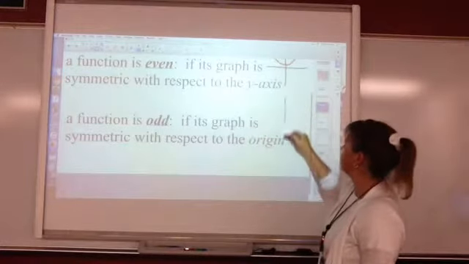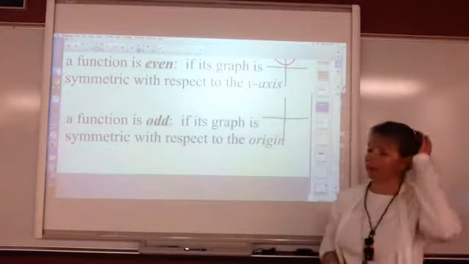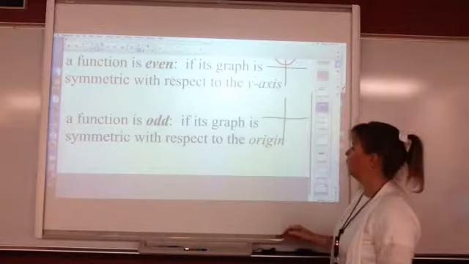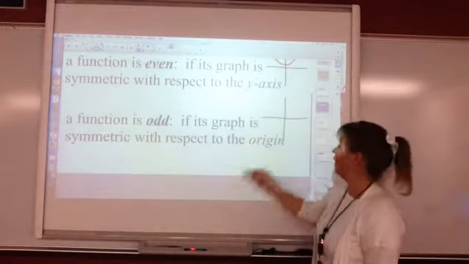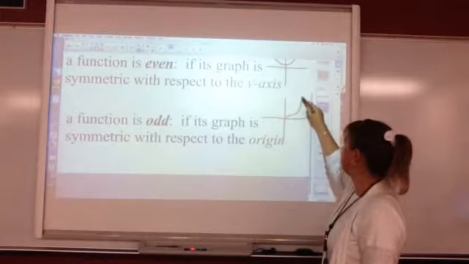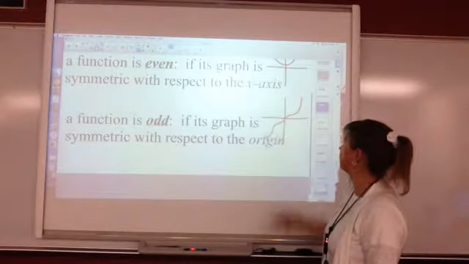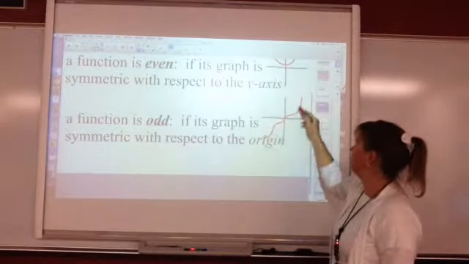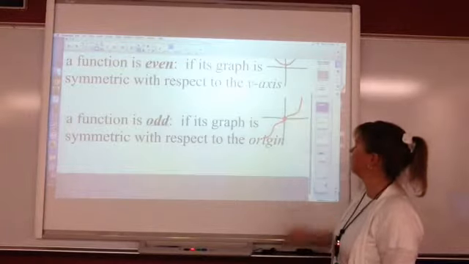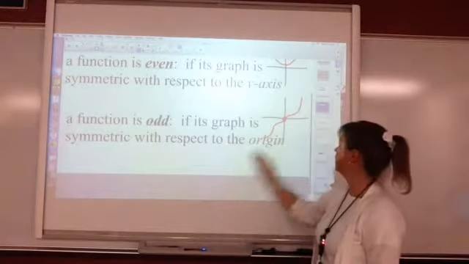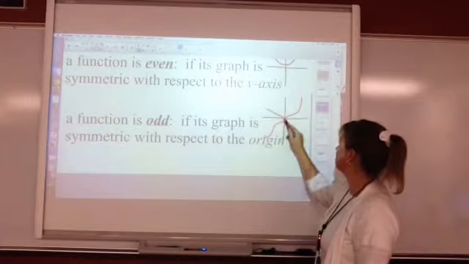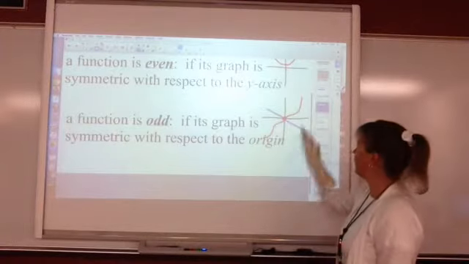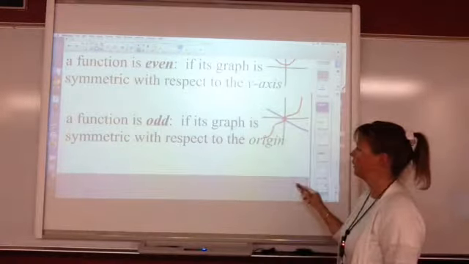You would think even would be the y-axis and odd would be the x-axis. That's not the case. With respect to the origin, it's odd if whatever happens up here also happens down here, reflecting around the origin. If it happens in the second quadrant, then it also happens in the fourth quadrant. If it happens in the first, it happens in the third.